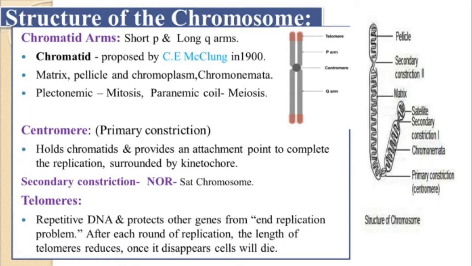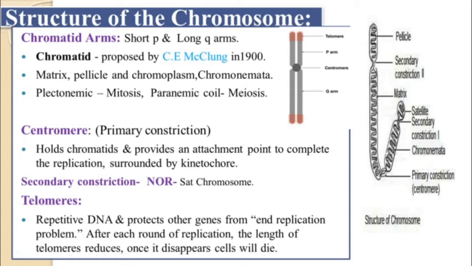As you can see in the diagram, there is another constriction known as the secondary constriction, which is useful for the formation of the nucleolus. So they are also called nucleolar organizer regions, and the chromosomal part that is round and beyond this NOR region is called the satellite, and chromosomes which have satellites are called SAT chromosomes.